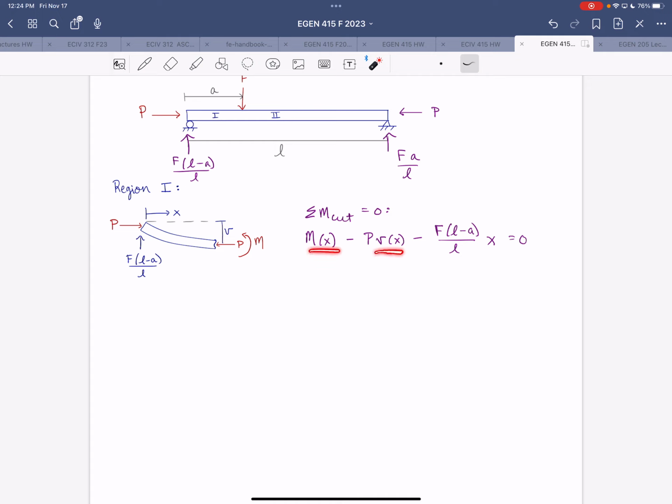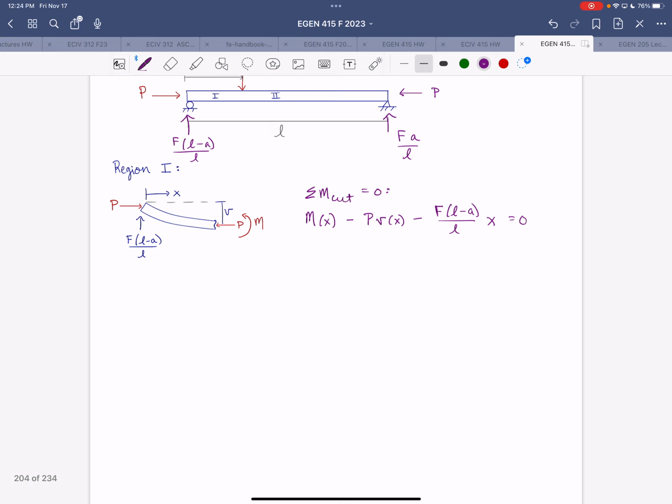I'm putting these moments and displacement values as functions of x initially to remind you that they vary with x, but from this point on, I'm going to drop that function notation for simplicity. We'll divide through by negative EI, and we get negative M over EI plus P times lowercase v over EI is equal to negative F times (L minus a) over EIL times x.